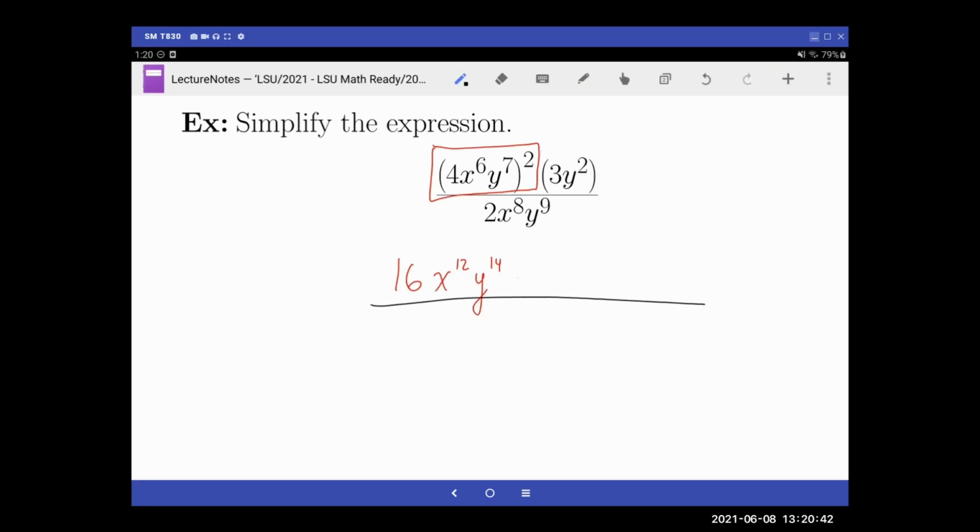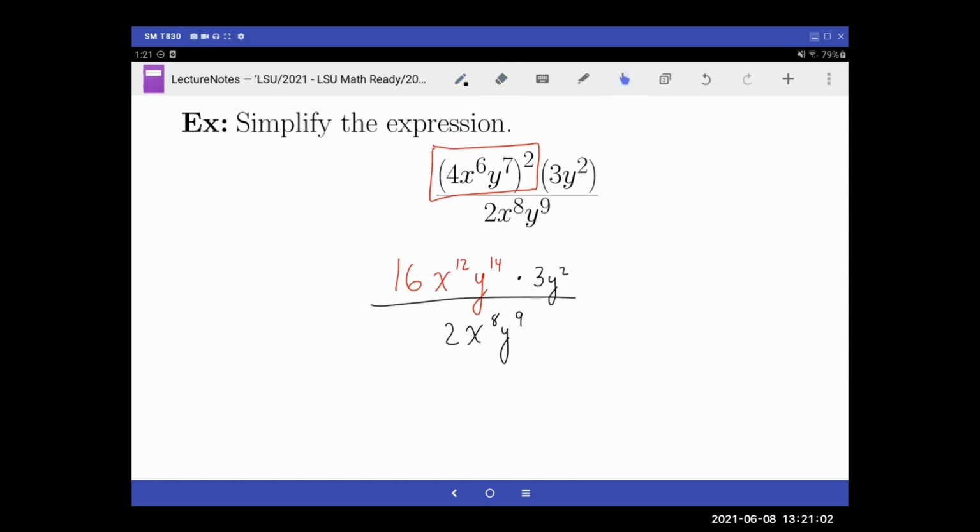On the right side here, I still have times 3y squared. I can't do anything with that. There was not like an exponent up here or anything. So I'll leave that alone. And then at the bottom, I'll leave that alone as well. 2x to the 8th, y to the 9th. Okay, and so now let's simplify that even further.